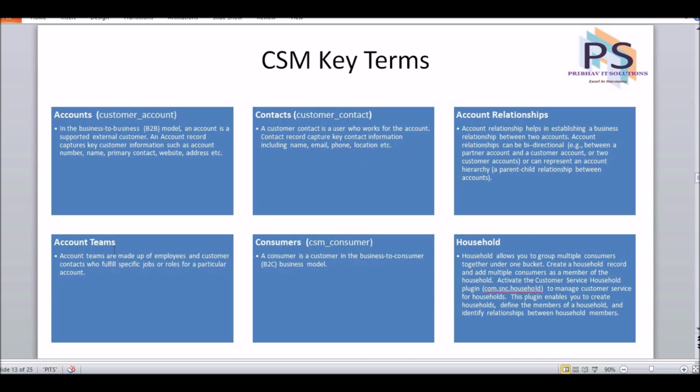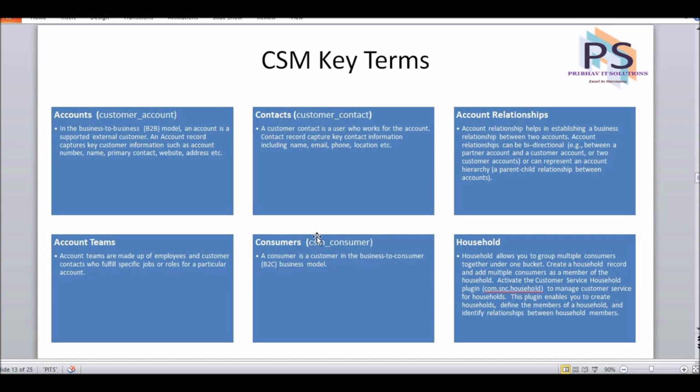Then we have the account team. If there are multiple people working for the account, all those contacts can also be managed under this particular account, and it can be related. If we have multiple accounts under one supplier, and there is a relationship between those accounts, that relationship is also maintained under account relationship.